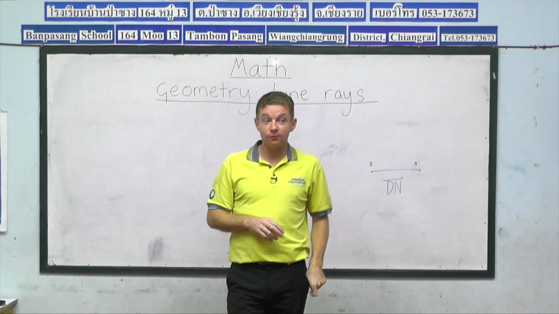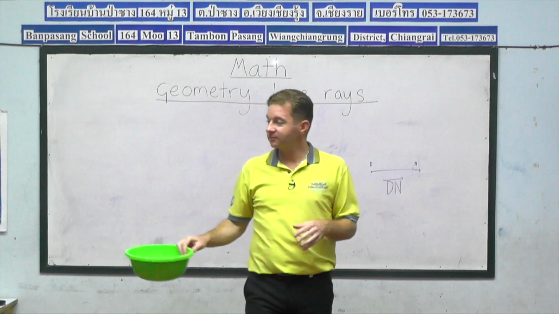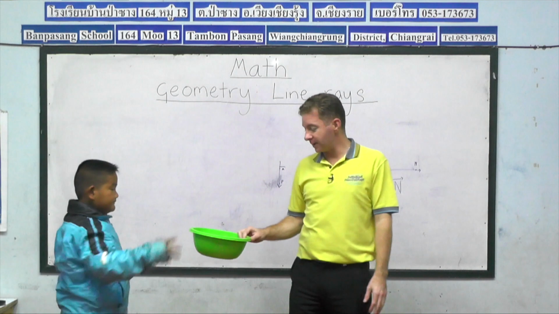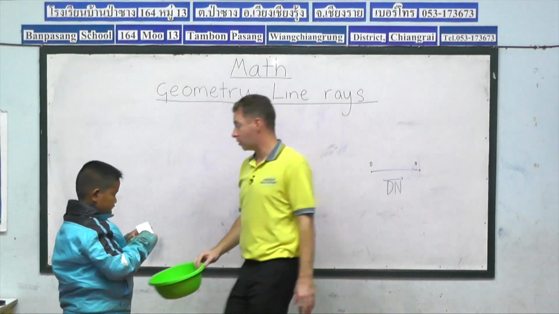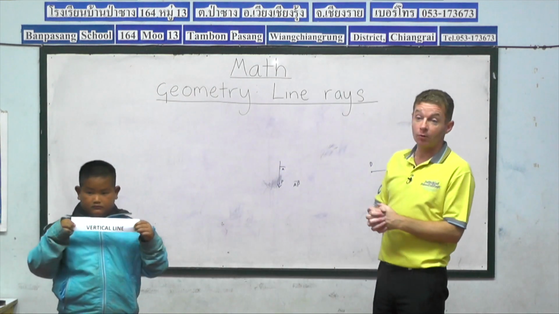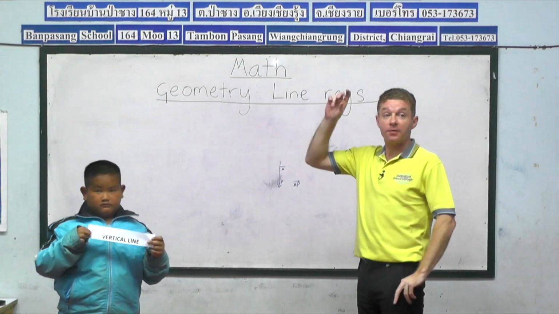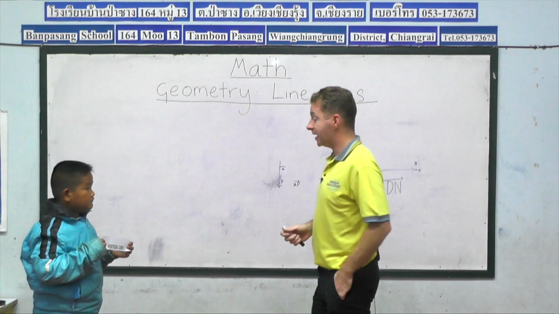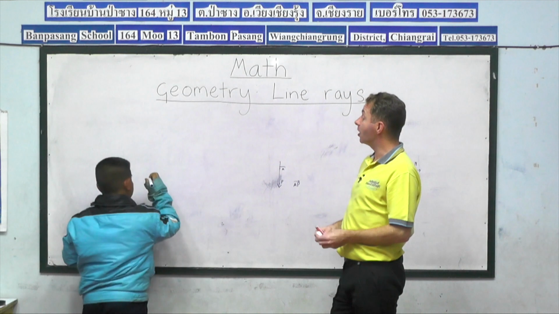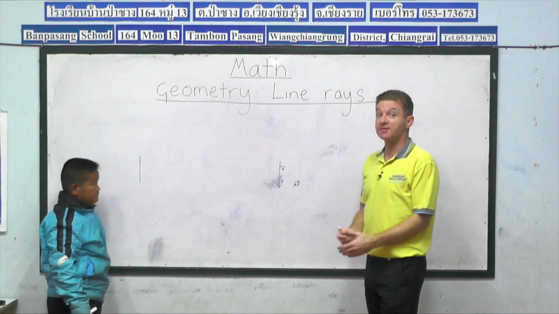And time for our next student. And now I would like to invite Net to come and join me at the front of class. So Net, your turn to choose a flashcard and show it to your friends. Okay, so what line has Net chosen? Vertical line. Remember the lines that go up and down. So the first thing to do, Net, is to draw a vertical line. And vertical are the ones that go up and down. Perfect. That's a vertical line.